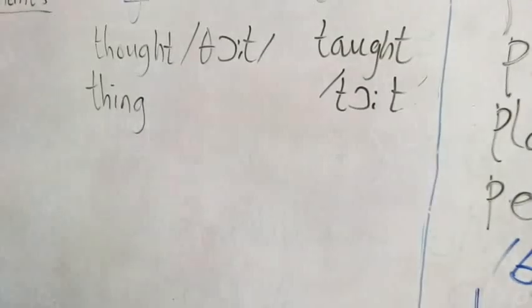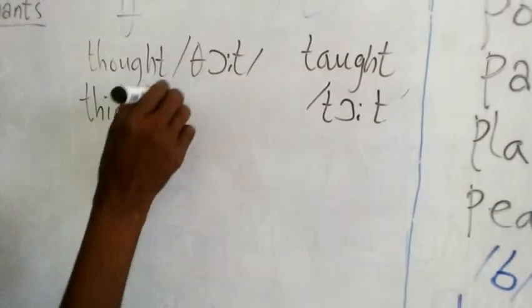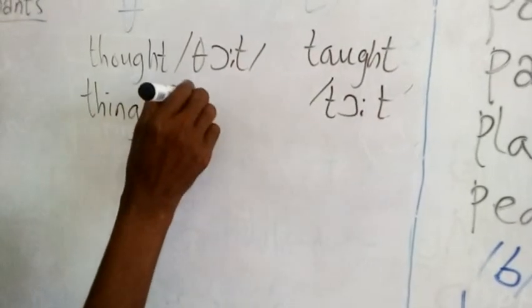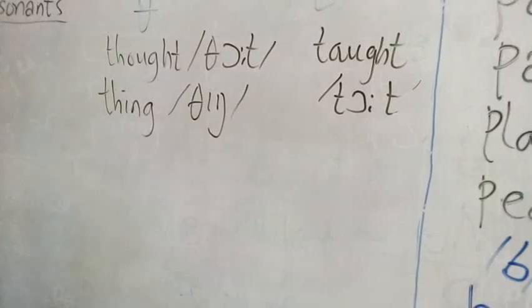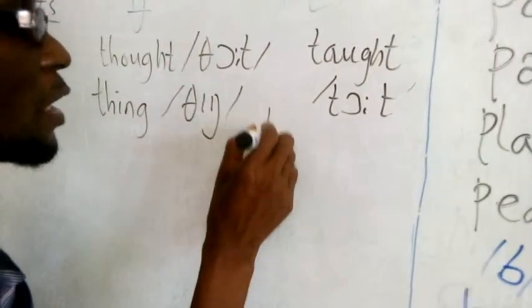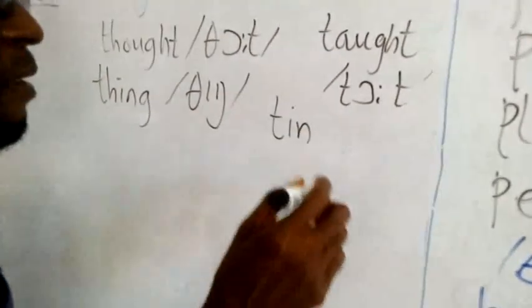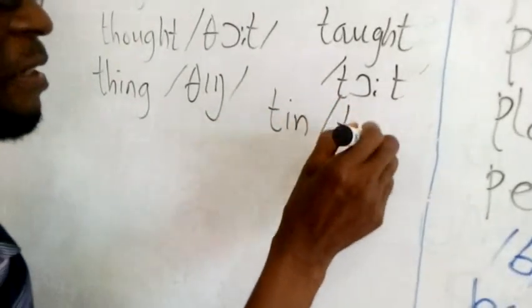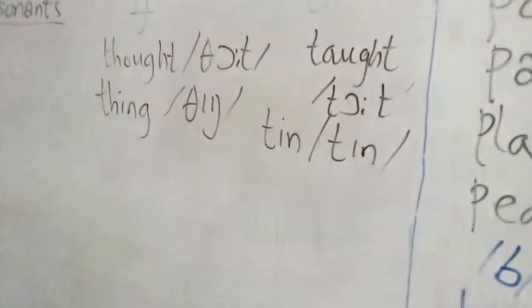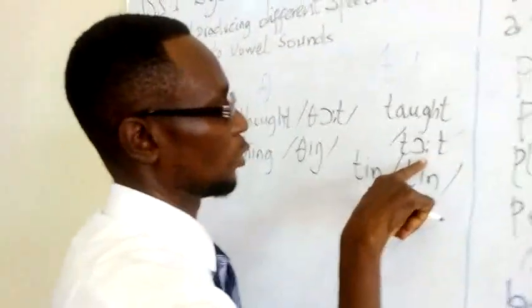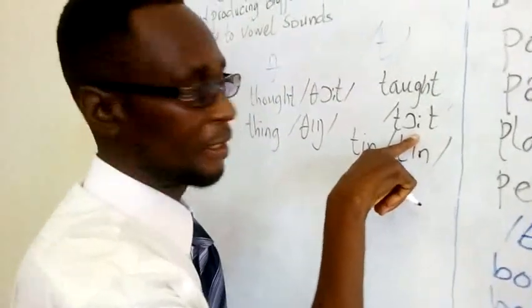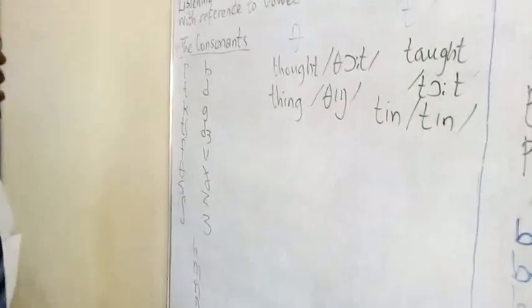Thin. Say it, let me hear you. Thin. Then we have this one there. Thin. Now thin is thin. That's how you pronounce it. Now remember, when you transcribe it, you don't have to dot the I. It is not alphabetic. It is sound.